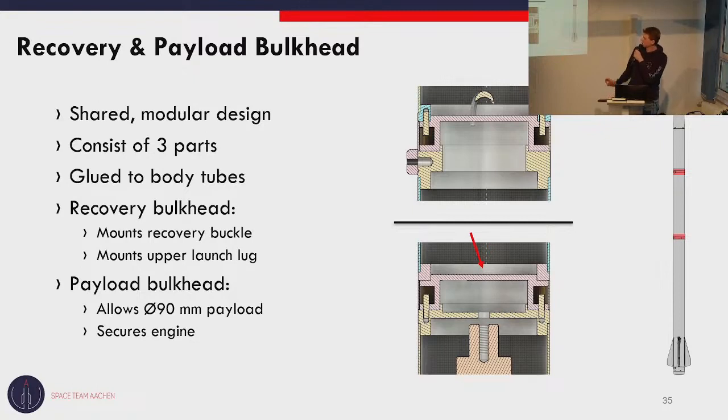In that case, what we really wanted to maximize is the maximum usable diameter of the payload. As you can see here, this upper part limits the maximum diameter that our payload can have. So that is what we try to maximize with this design. Our result is that our payload can have a maximum diameter of 90 millimeters, which I think we're quite happy with. Lastly, the payload bulkhead will secure the engine through a simple screwing connection.